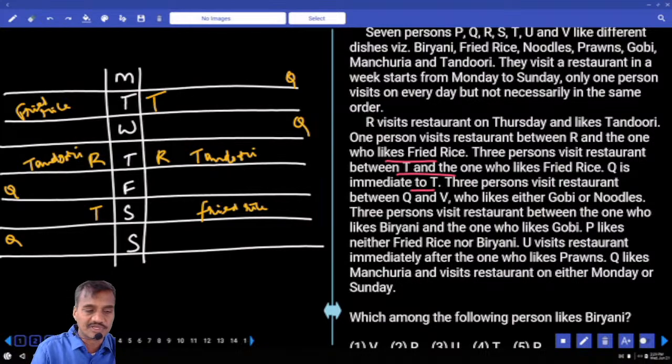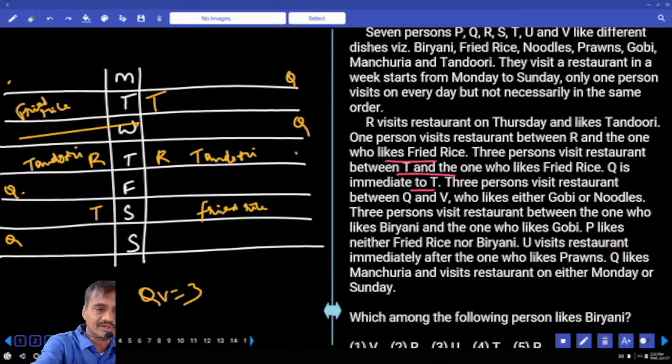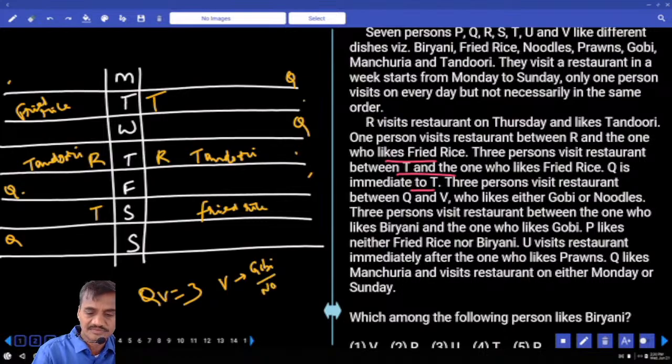And there are 3 persons between Q and V. If Q is here, 1, 2, 3, V will be here. Now in between Q and V, how many are there? 3. And V likes either gobi or noodles. If you take Q at this place, 1, 2, 3, V will be here, or 1, 2, 3, V will be here. V likes either gobi or noodles.